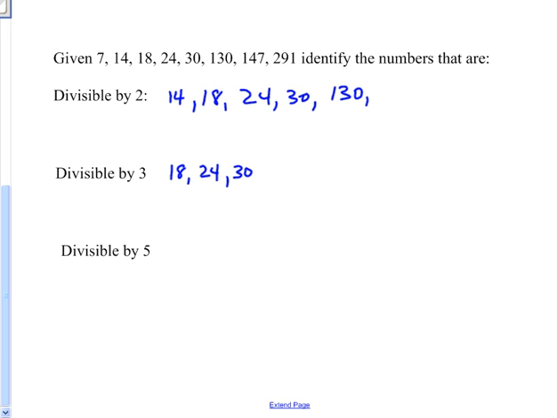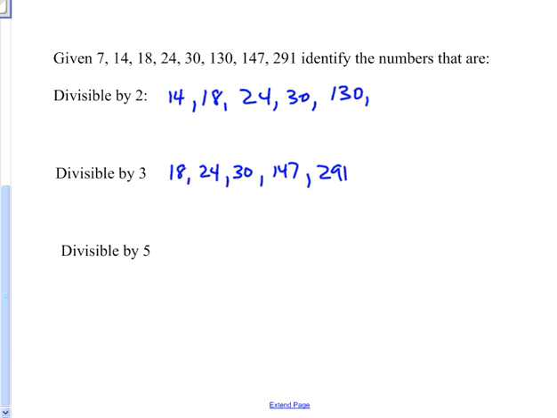Now, how about 130? Well, if I add those up, 1 plus 3 is 4, plus 0 is still 4, so no, it's not. And now we start getting into bigger numbers, 147. Well, 147, when I add that up, 1 plus 4 is 5, plus 7 is 12. 12 is divisible, so 147 will be divisible. And lastly, 291. When I add that up, 2 and 9 is 11, plus 1 is 12. Again, divisible by 3, so 291 is divisible by 3.